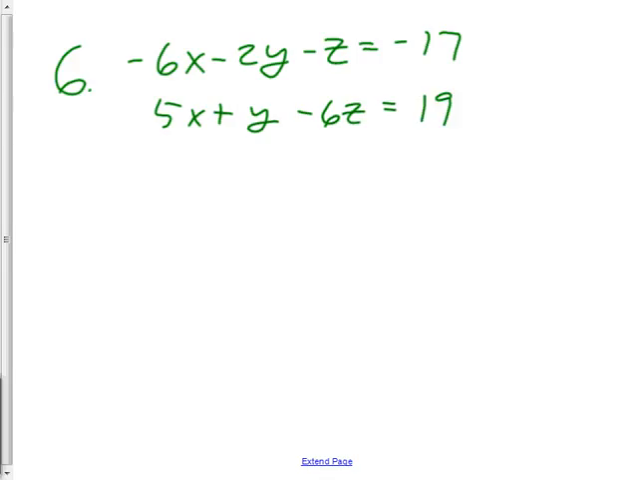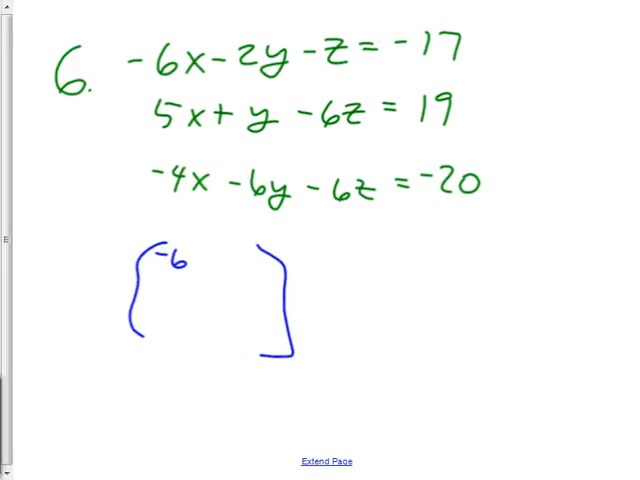And then negative 4x minus 6y minus 6 equals negative 1. And they want you to solve this using matrices, I'm guessing. Okay, here's your matrix equation. Negative 6, negative 2, negative 1. 5, 1, negative 6. I'm getting all of these from the little numbers in front, the coefficients. There we go. And then now it's negative 4, negative 6, negative 6.